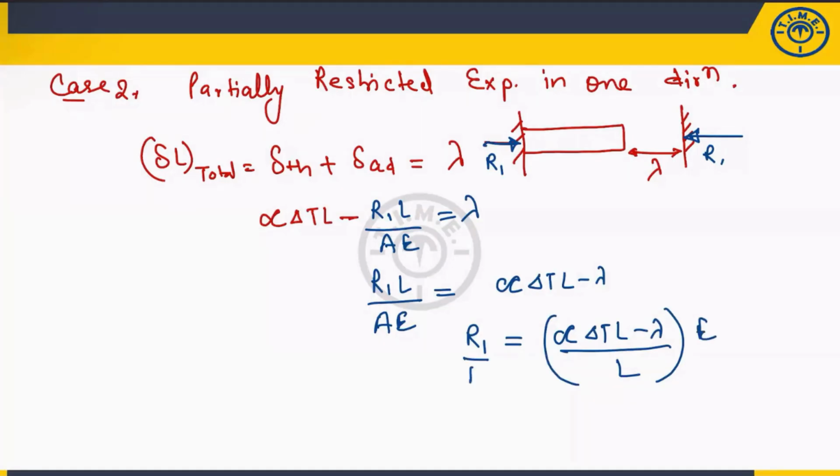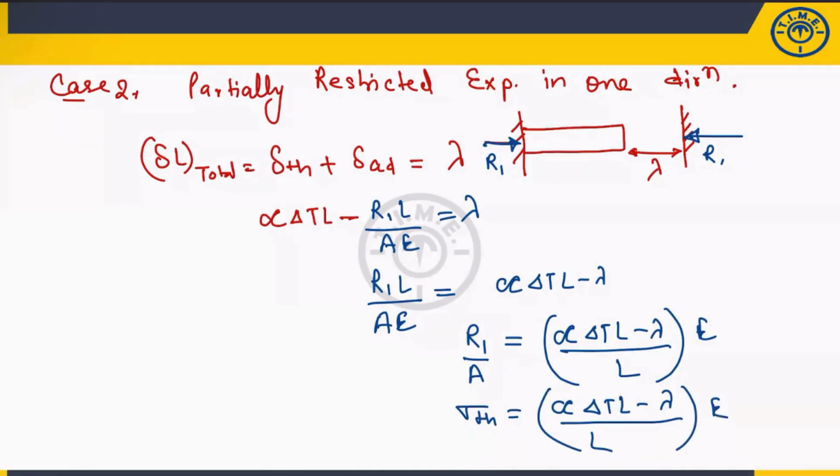into E. So R1 by E. This is the resisting force. This is the area. Can I write this is a thermal stress? Thermal stress: alpha delta T L minus lambda, divided by L, into E. So please remember these two cases for solving the problem.